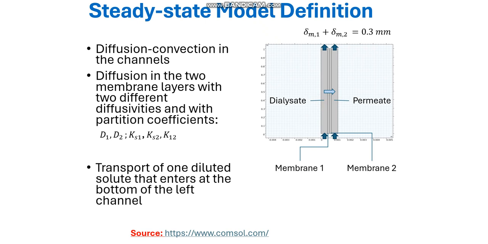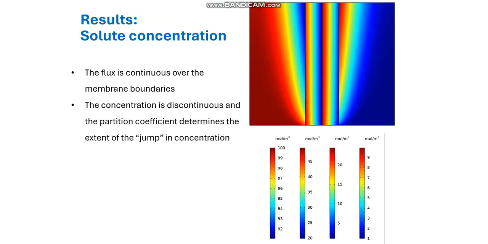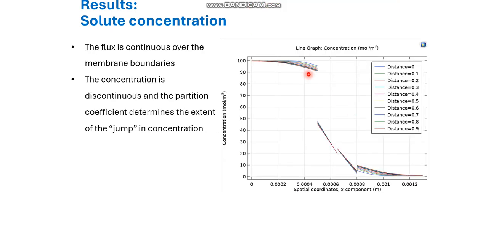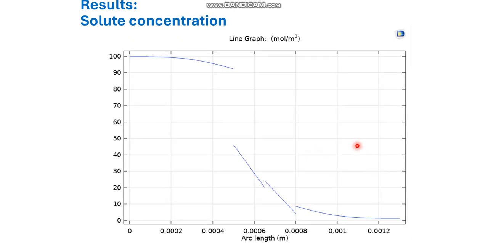So this is the first simulation that we are going to perform, and these are the results that we will obtain from this simulation: the concentration profile in the feed side, in the membranes, and in the permeate side. These are also the concentration profiles as a line graph at the different sections of the membrane module, in the feed, membrane 1, membrane 2, and at the dialysate side. And this is the concentration profile at the exit of the membrane module. So we are going to develop these results from the steady state simulation.